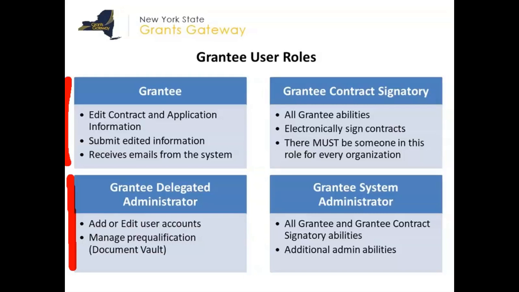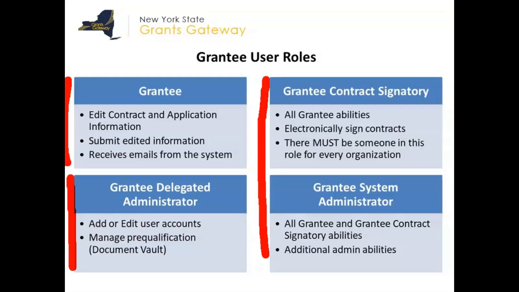So if you're a smaller organization and maybe only one person is working on the contract, you probably don't want this role of grantee because you can only do half of what we need to do here. But your grantee delegated admin can set anybody up in that role of grantee. But the people that can sign are here on the right. And you can see those roles are the grantee contract signatory and the grantee system administrator.